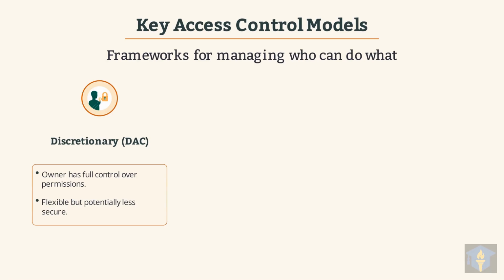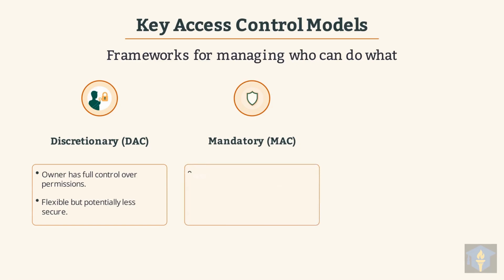While flexible, DAC can sometimes be less secure due to its distributed permission management. Next, we examine mandatory access control, or MAC, a more rigid security model. Here, a central authority dictates all access based on strict, predefined security policies. MAC is highly secure and rigid, commonly deployed in environments with very sensitive data.